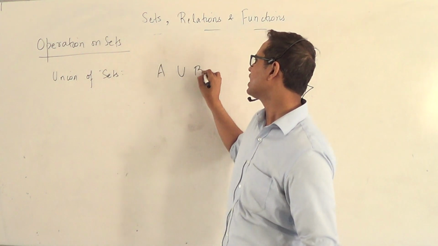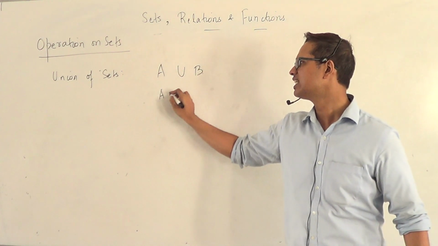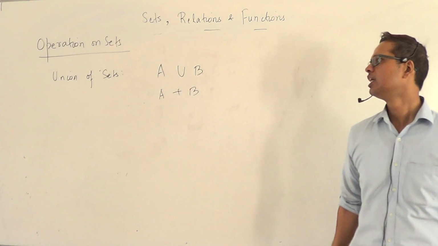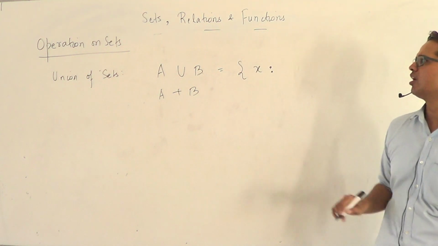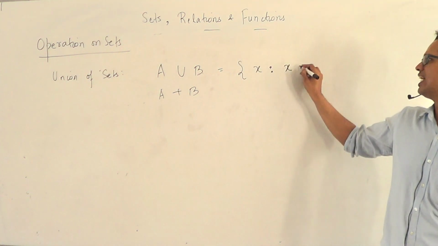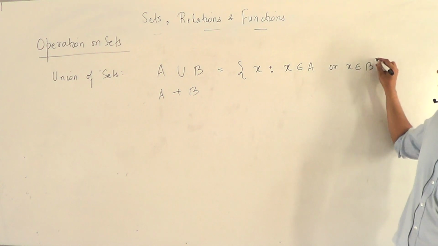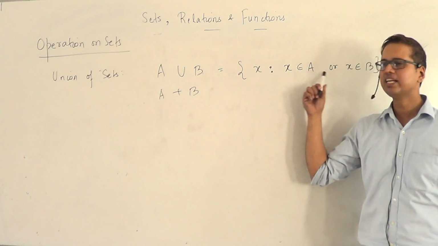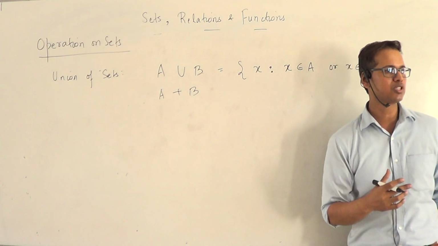Union is represented by A cup B or A join B. Many books will also represent it as plus. In the set builder form, it is a collection of all x such that x belongs to A or x belongs to B. Please keep this in mind because this will form a very important part in our proving problems also.